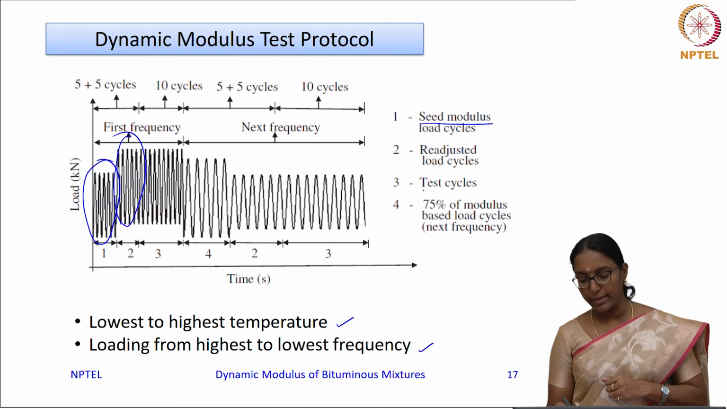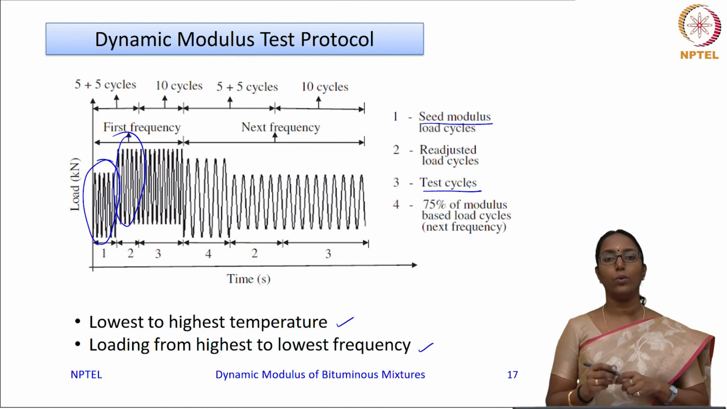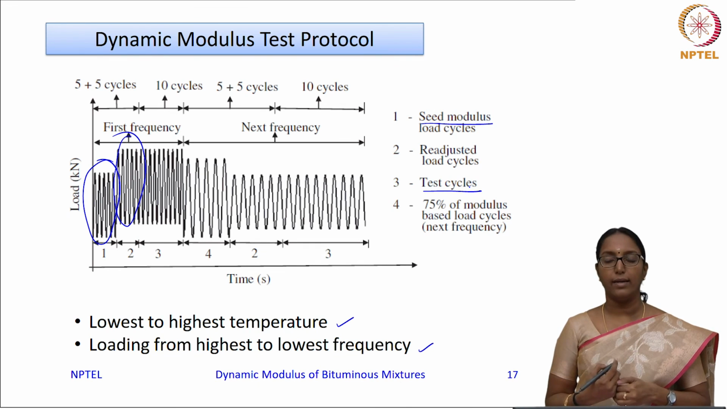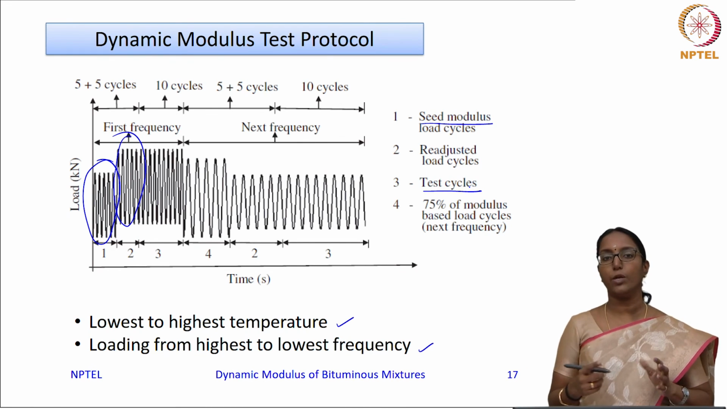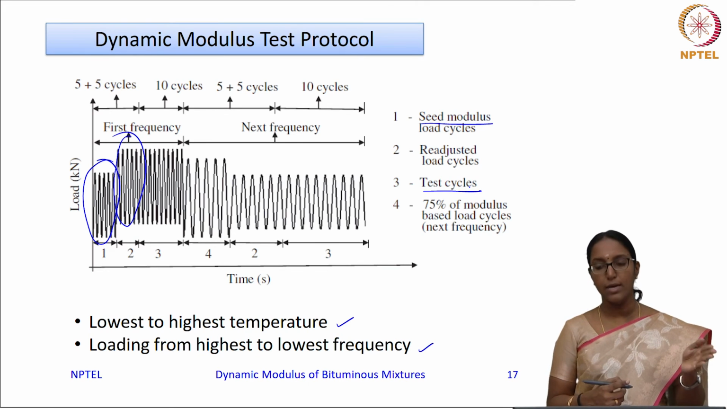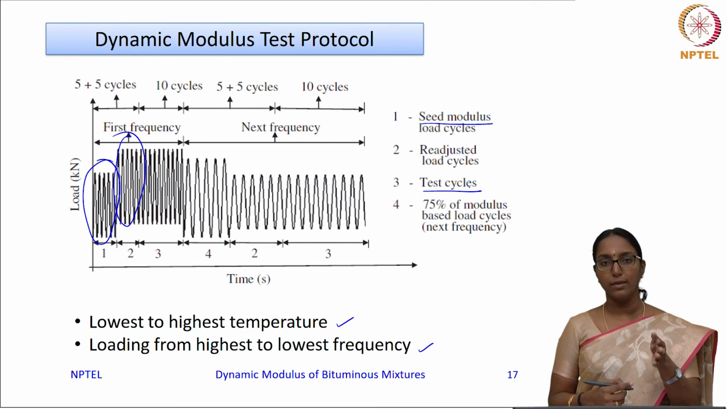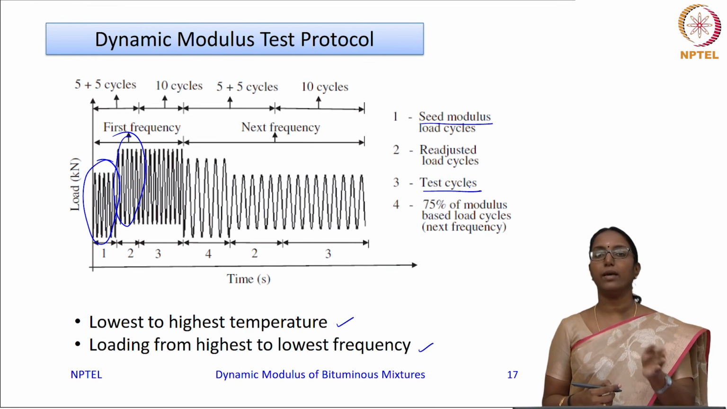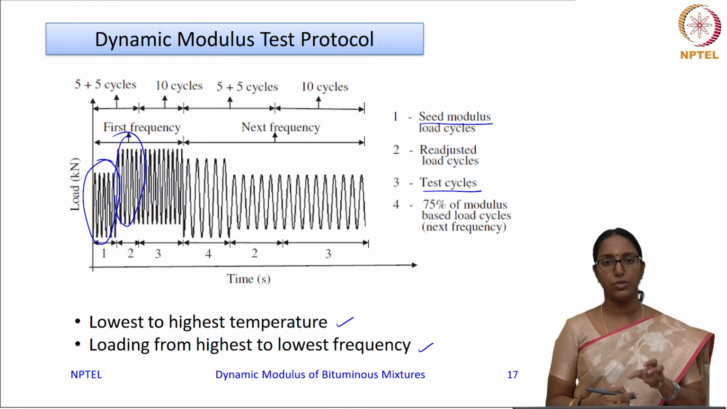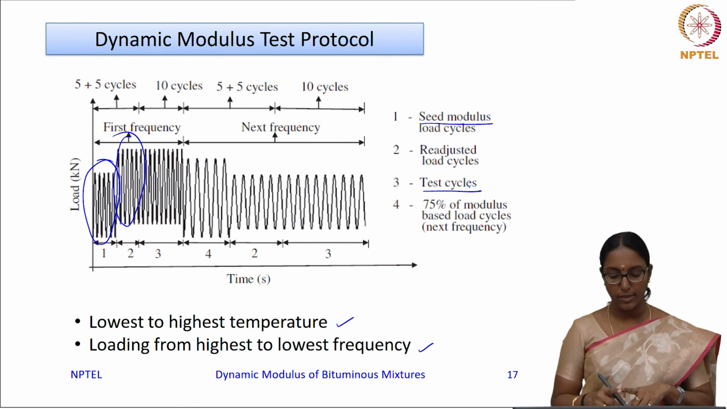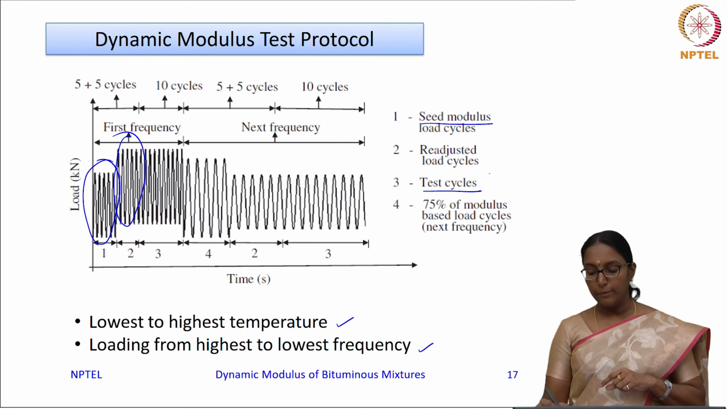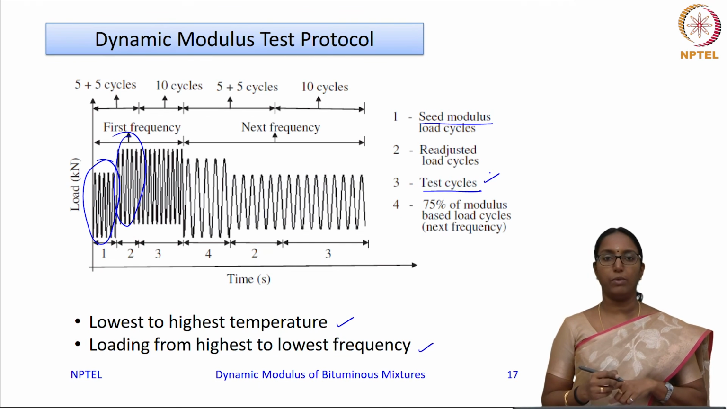Then it will do 10 test cycles wherein the actual data will be collected for the determination of dynamic modulus. Okay. So, in every frequency it goes like this. First you have 5 seed cycles for the seed modulus, then 5 cycles for the adjusted value of stress, and then the actual test which will be for 10 cycles. So, these last 10 cycles will be used for the computation of the dynamic modulus.